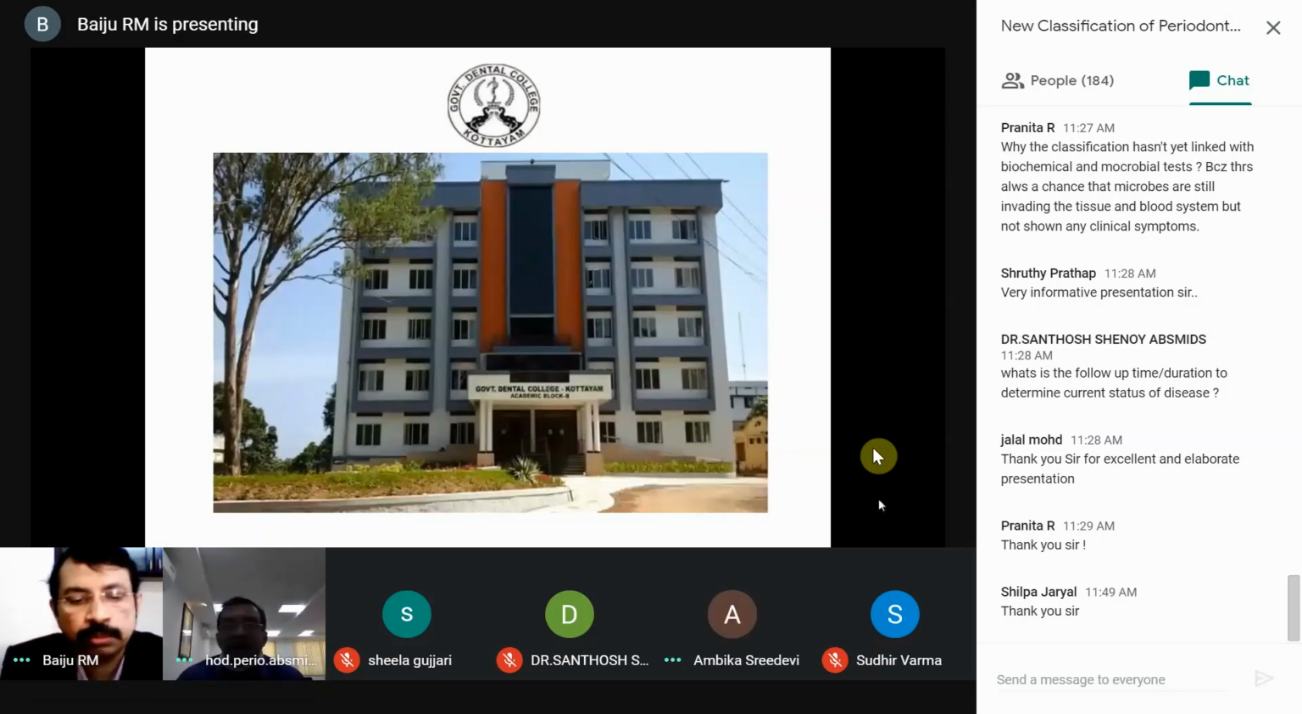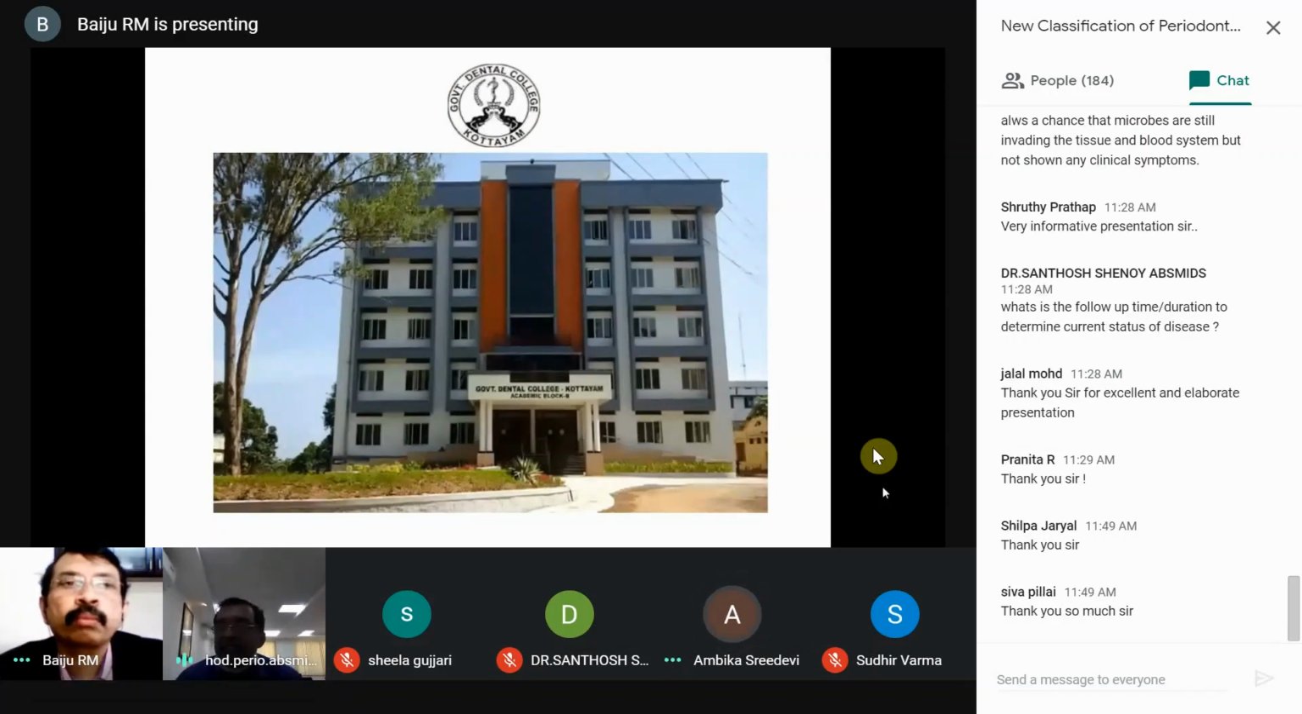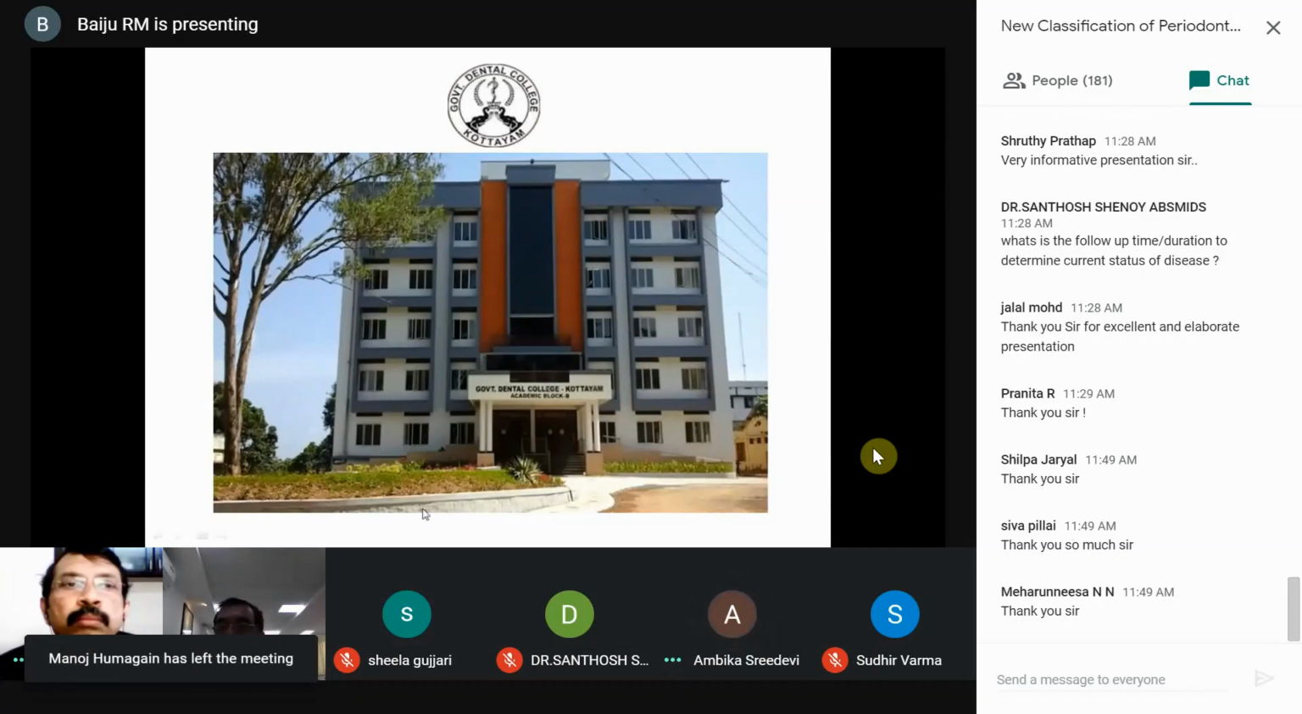First question is, what is the follow-up time or duration to determine the current state of the disease? What is the follow-up time or the duration to determine the current status of the disease? The current status is determined when you see the patient for the first time. So diagnosis of periodontitis, sir.